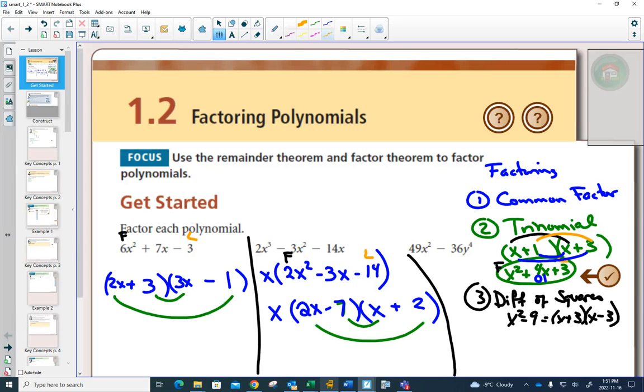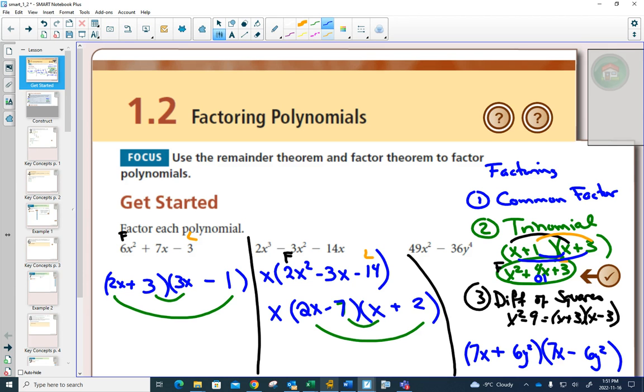It is not a trinomial. There's nothing in common, but there's a minus sign, and this is a perfect square, and this is a perfect square. So for the last one, to get 49x squared would be 7x and 7x. To get 36y to the 4 would be 6y squared and 6y squared. One will be plus, one will be minus.